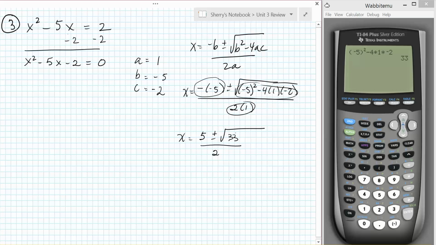At this point, I need to double check to see if there's any simplification that I can do. First, we look inside the radical. The number 33, if you break it down into its prime factors, has no pairs, so I cannot simplify the square root. And because there's a plus or minus here, I can't do any canceling with that either. Not that anything goes into it anyway. And that's my final solution.